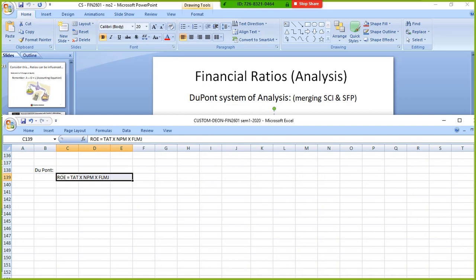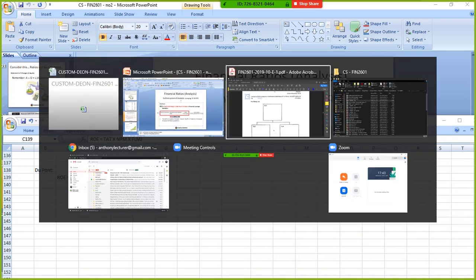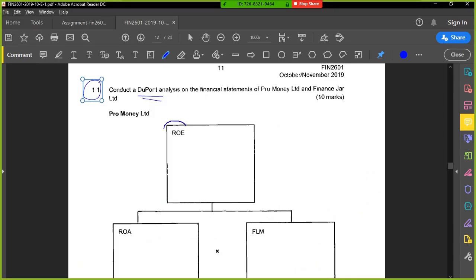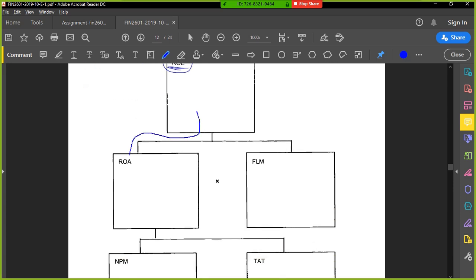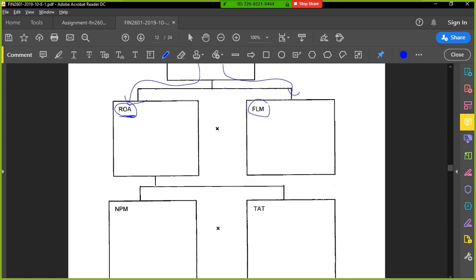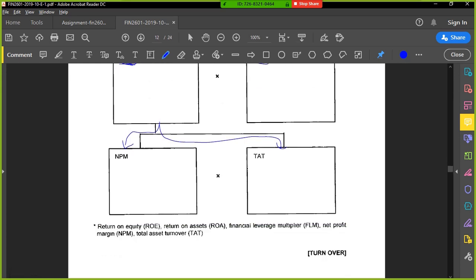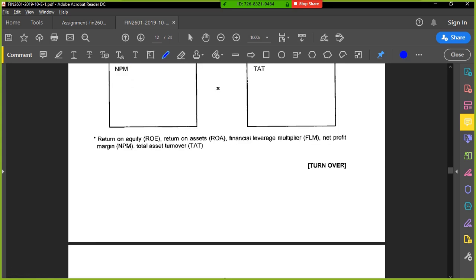I've got it. Now I need to look at the question. The question says ROE can be broken up into the ROA times the FLM. What is the ROA broken up into? The net profit margin and the total asset turnover. This is a really nice question. Return on equity, return on assets, financial leverage multiplier. They've just identified what those acronyms stand for, so that's fine.